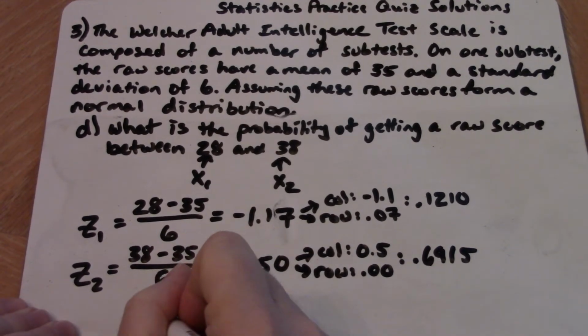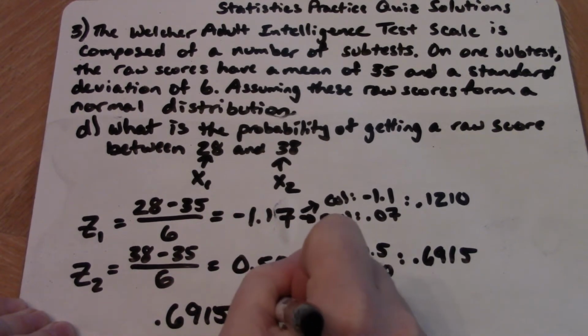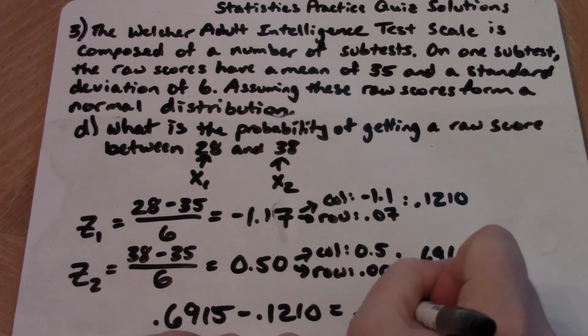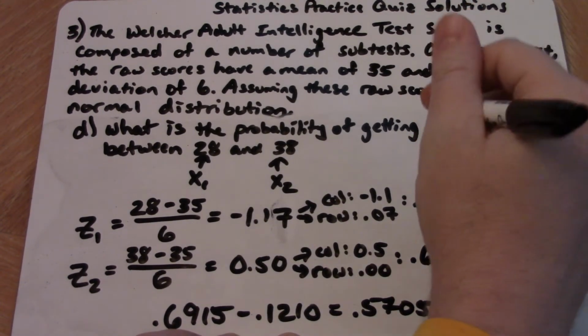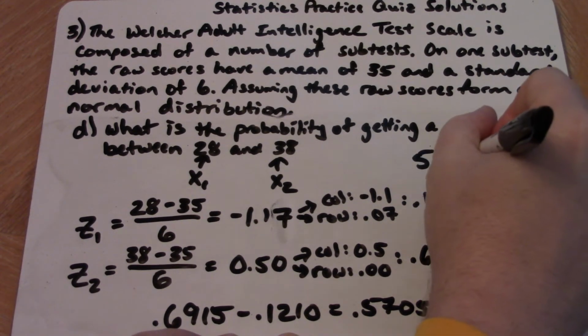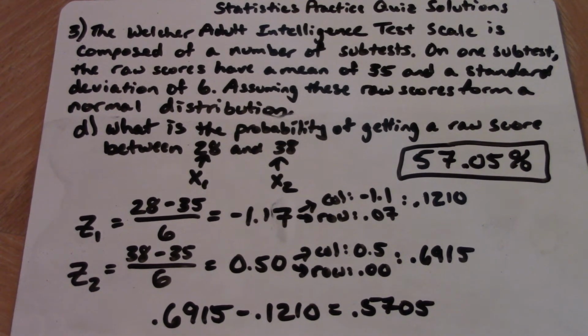So then what we're going to do is subtract the bigger of those two numbers, which is 0.6915, minus the smaller of those numbers, which is 0.1210. And we get 0.5705, which means the answer to this question would be 57.05%. And again, we should be putting that into words. We should be saying the probability of getting a raw score between 28 and 38 is 57.05%.